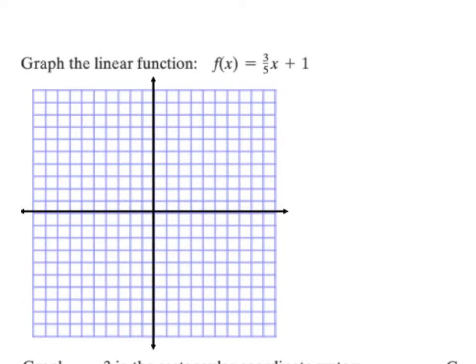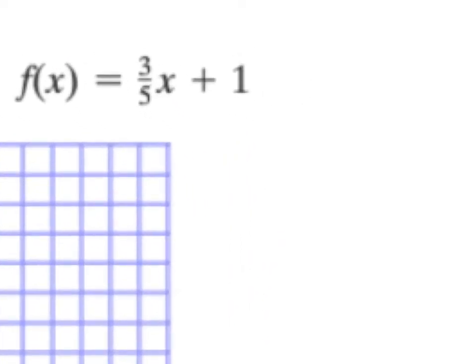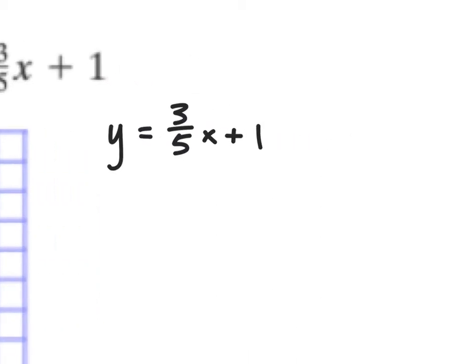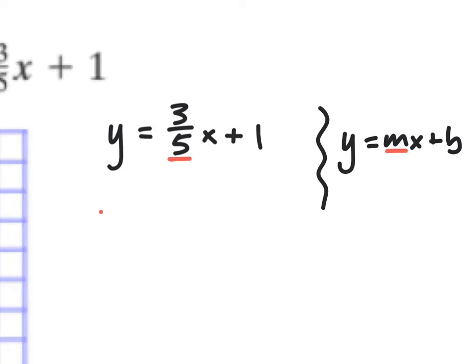On this page, it wants us to graph this linear function. The good news is that this is already in slope-intercept form. So this is the same thing as me writing y equals 3/5 x plus 1. Remember that this follows the same structure as y equals mx plus b. So we can identify our slope, so our slope m is equal to 3/5. And then our y-intercept b is this number here, so b is equal to +1.